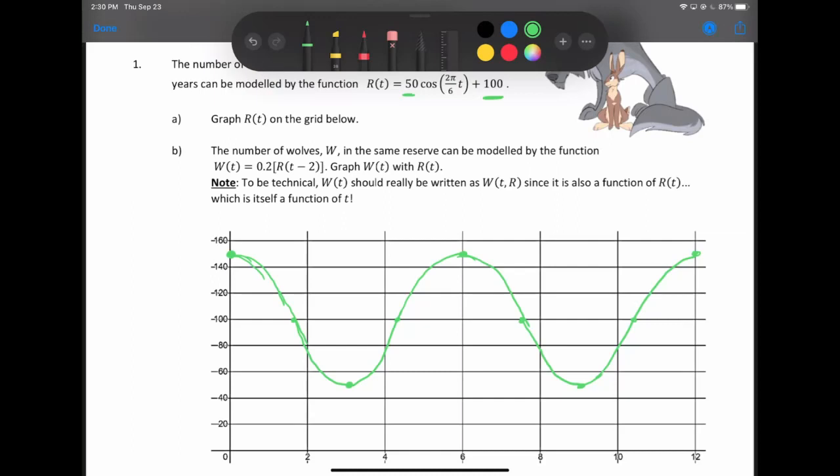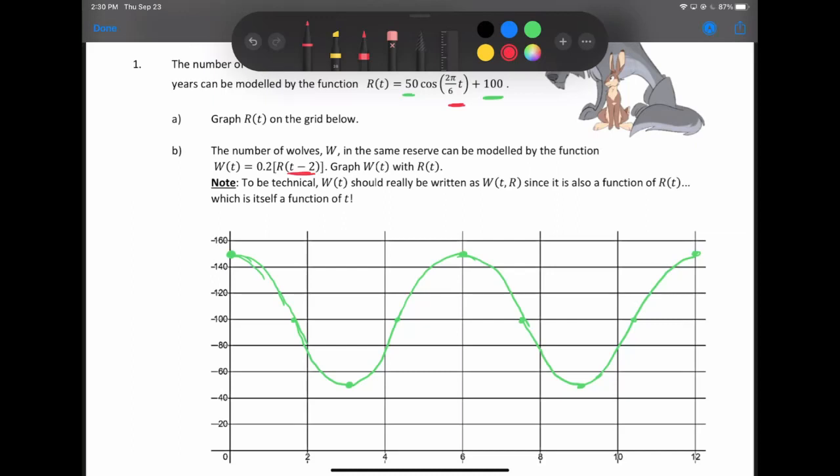Okay, now we got to make sure that we get this part correct. Which direction do we have to shift? So here's what I want you to think about. Whatever the rabbits are doing at time 0, the wolves will be doing at time 2, because when I plug 2 in there, I get 2 minus 2 is 0. So R at 0. So whatever R is doing at 0, the wolves do at 2.